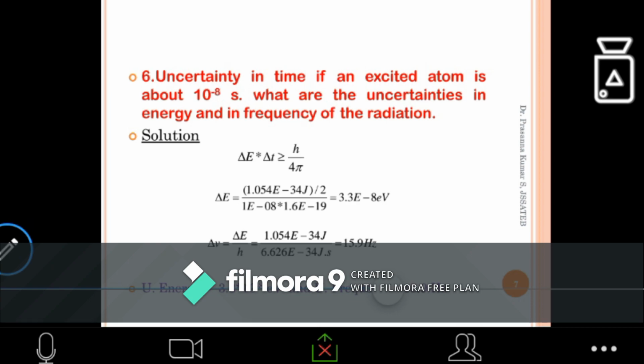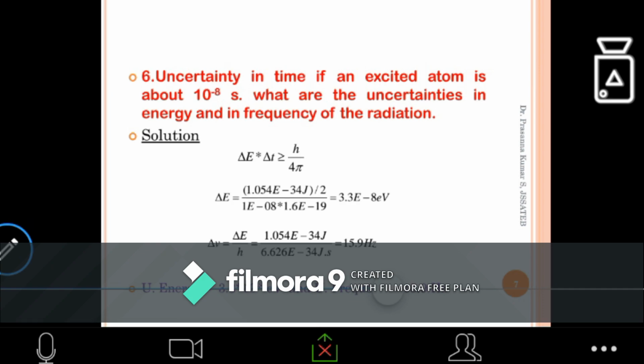You can check this, or you can substitute for h in the numerator, with 4π multiplied by Δt in the denominator, and 1 electron volt being 1.6 × 10^-19. You can try it that way also. The answer will be 3.3 × 10^-8 eV. Then, using the expression for a photon, E = hν, ΔE is equal to h Δν, because h is a constant.